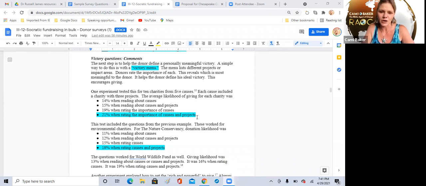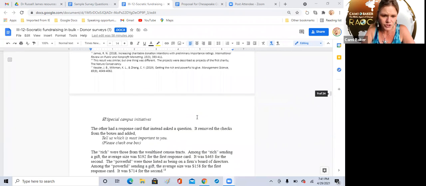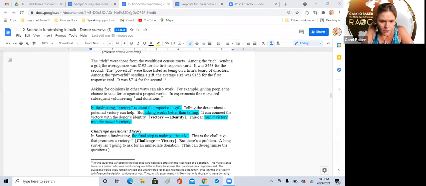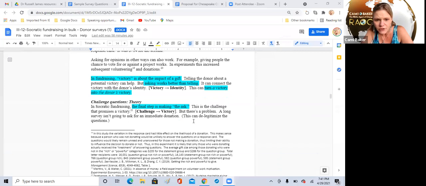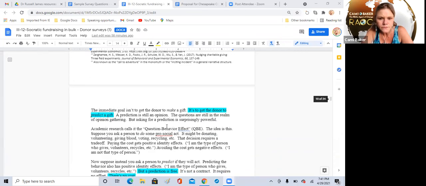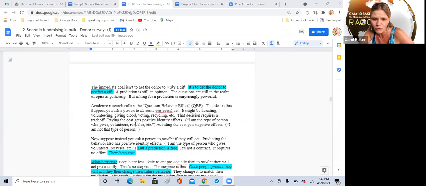Towards the end of this is what I really want to share with you guys about the last part of the ask. Okay, this is what's interesting about predicting a gift. The immediate goal isn't to get the donor to make a gift. It's to get the donor to predict a gift. A prediction is still an opinion. The questions are still in the realm of opinion gathering, but asking for a prediction is surprisingly powerful.